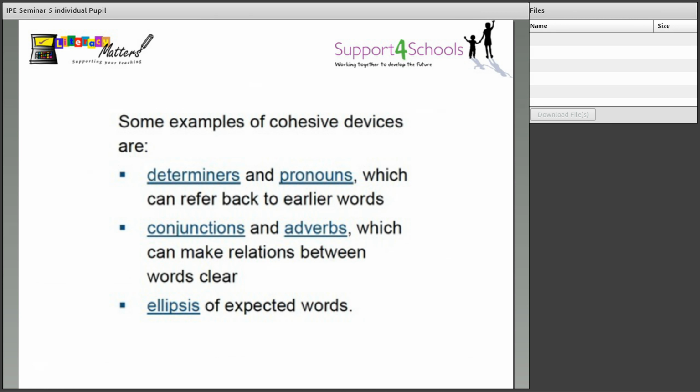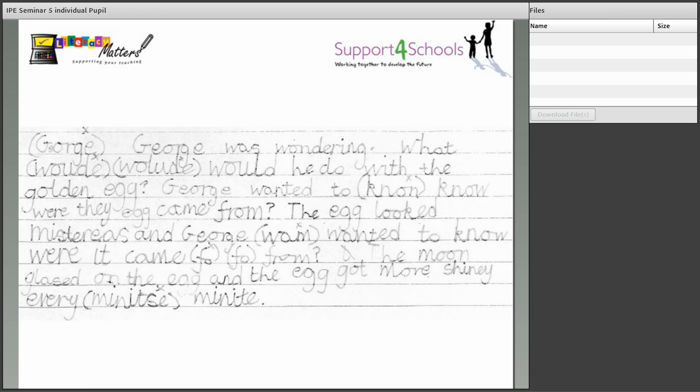So, it gives some examples of cohesive devices as well. We've got determiners, pronouns, conjunctions, adverbs, and ellipsis, and so on. Obviously it depends on the age of the pupils as to how far you're going to stretch that out. But we need to start thinking about how we're going to move that Year 4 pupil to writing sentences with more than one clause, and paragraphs that have cohesive devices and link it together.